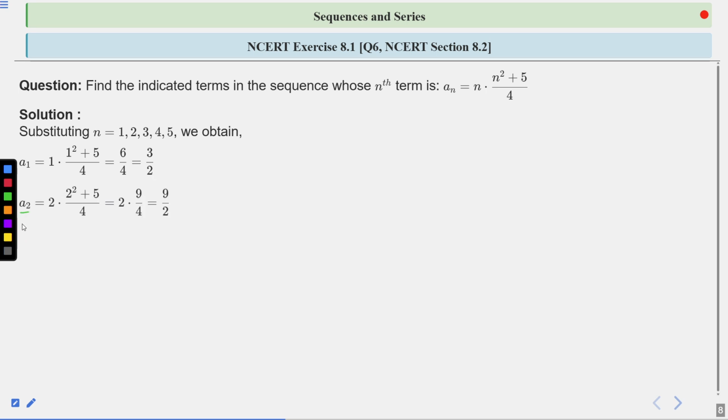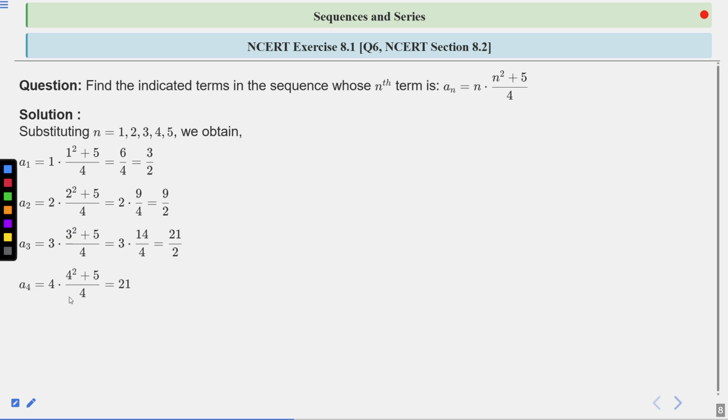Now for second term, 2 times 2 square plus 5 by 4. 2 square is 4. 4 plus 5, 9. So 9 by 4. 2 times 9 by 4. This gives me 9 by 2. So my second term is 9 by 2. Now third term, using the rule, 3 times 3 square plus 5 by 4. 3 square is 9. 9 plus 5 is 14. So 3 times 14 by 4. This gives me, you can cancel 2. So this will be 7, this will be 2. So 7 times 3 is 21. So I am getting my third term as 21 by 2.